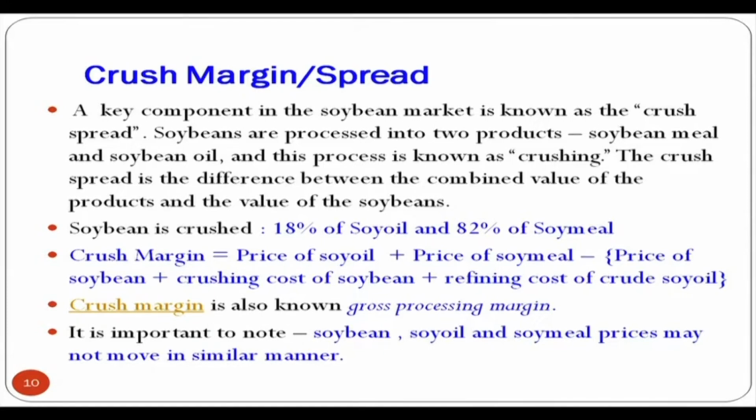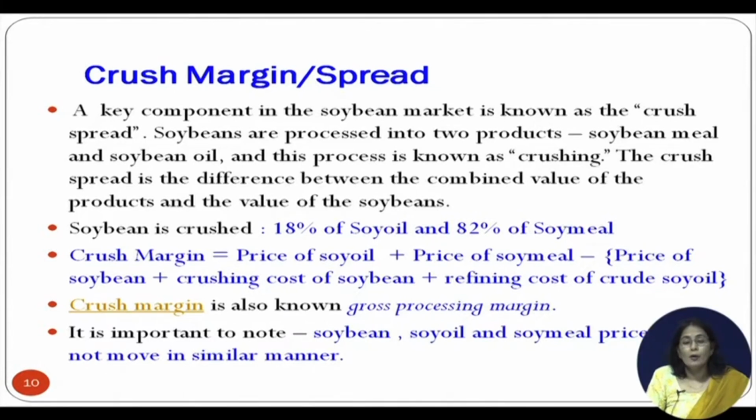Now let's continue our discussion on cross margin. What is a cross margin? Cross margin is the price of output minus the price of input plus some cost associated with the conversion of input to output. That is basically the cross margin. Let's take a real life example of how this cross margin is calculated.